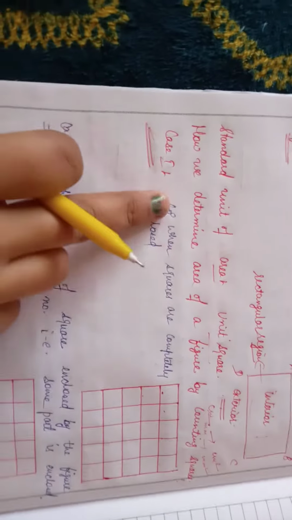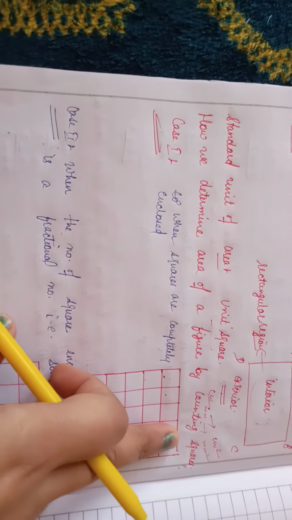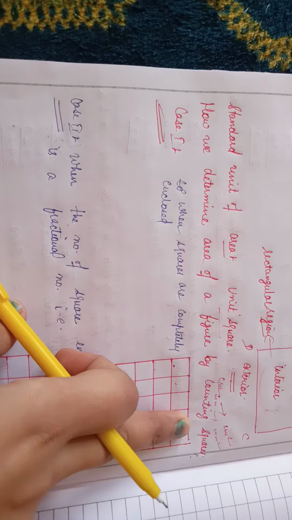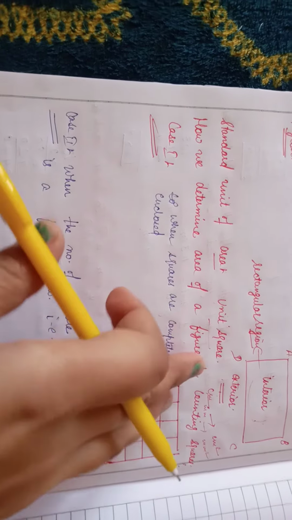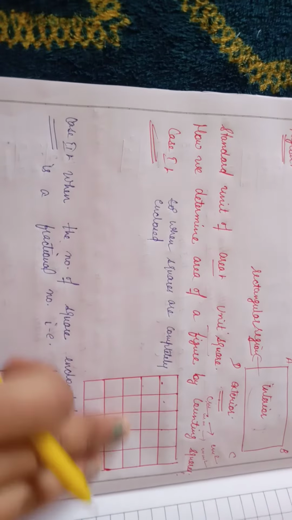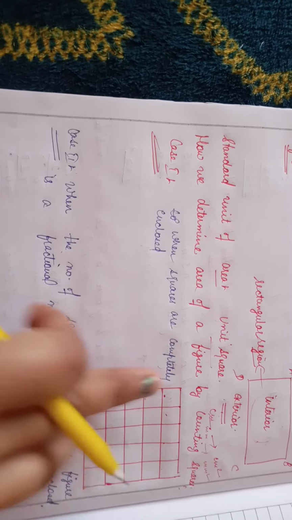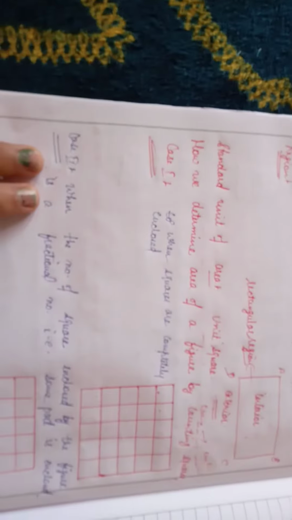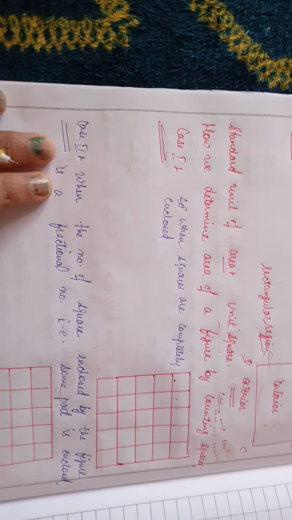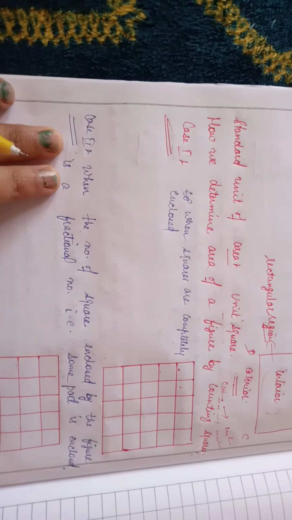Now next is how we determine area of a figure by counting the squares. By counting the squares, there can be the two cases. First of all, you need to draw that on the squared paper, then count the number of squares enclosed by the figure. Then after we can find out the area of that given figure.